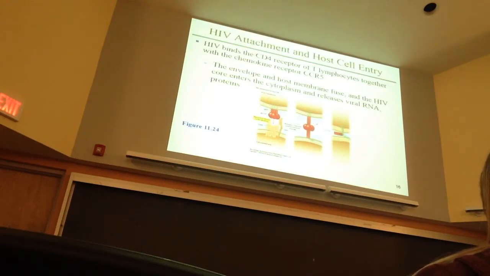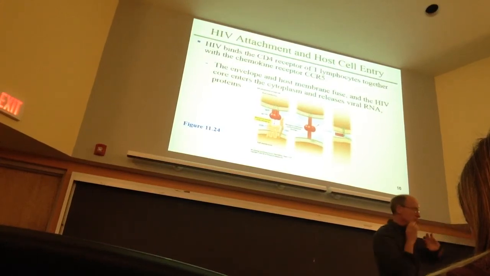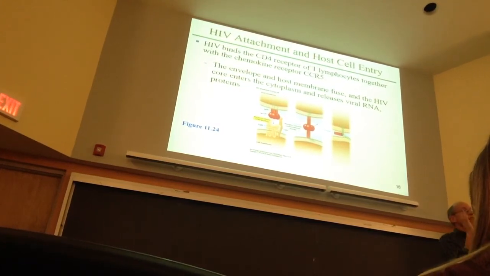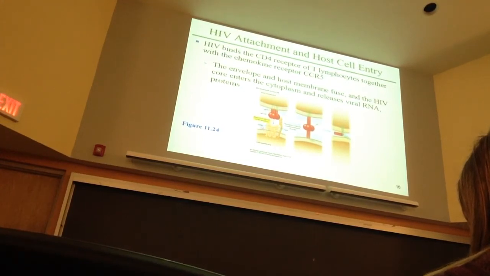Okay, so similar to what we did with the influenza virus, here is attachment according to the HIV scheme. And there's some things a little bit in common. The receptor-ligand interaction is really important. So the receptor, in the case of HIV, is this CD4 protein, typically a glycoprotein, and then the CCR5.